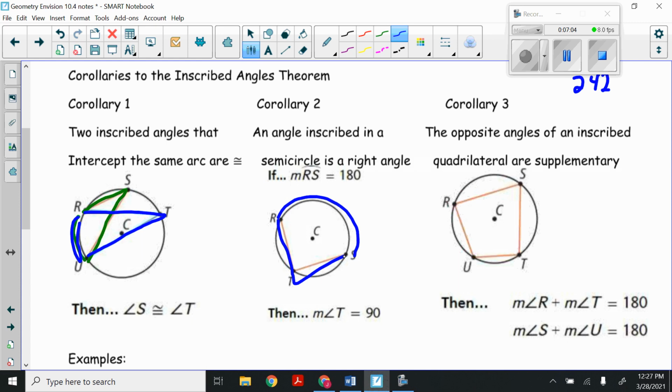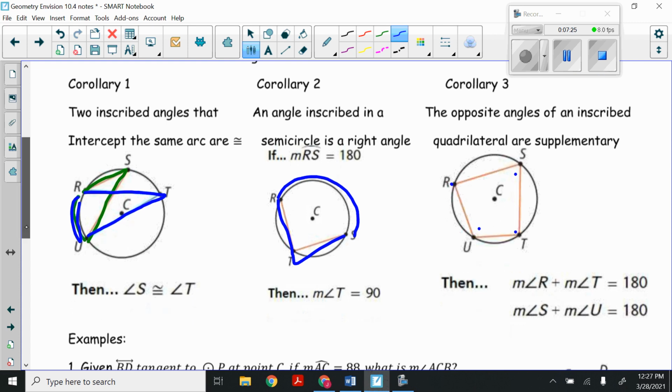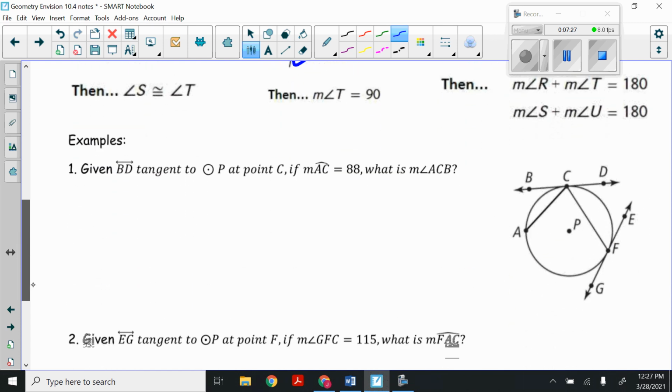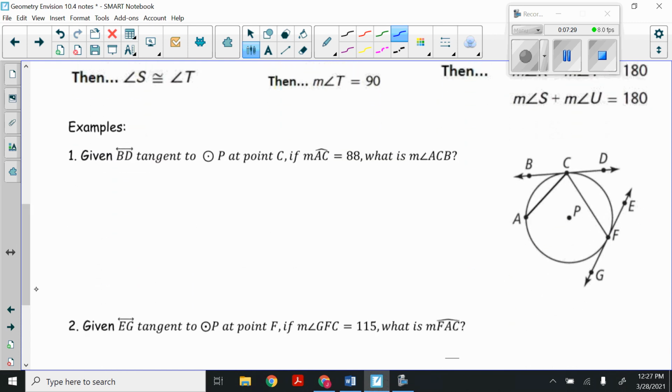And then corollary number 3: the opposite angles of an inscribed quadrilateral are supplementary. So we see that we have an inscribed quadrilateral, RSTU. The measure of angle R plus the measure of angle T, because they are opposite angles, would have to equal 180. The measure of angle S plus the measure of angle U would also have to equal 180 since they are also opposite angles. So now using all of this information, let's look at some examples.